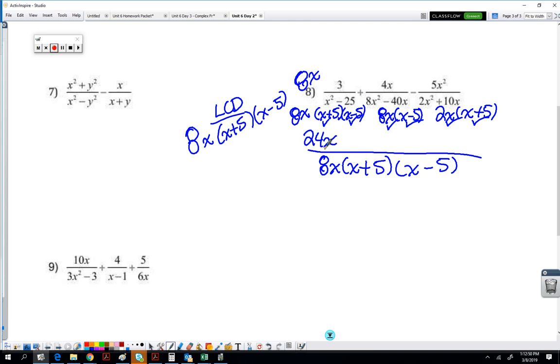Now I take a look at the next one and I say, what do I have? I have an 8x, x minus 5, x minus 5. What's not there? X plus 5. So that's what you multiply to the top and bottom.